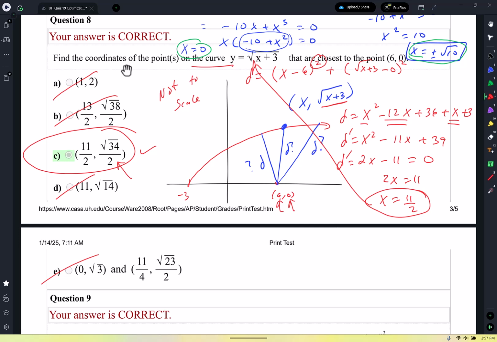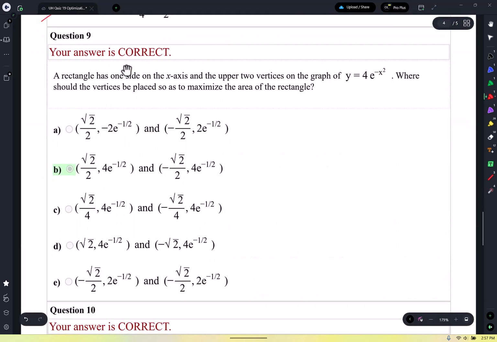Change in x squared plus change in y squared. This is like my x2, quote unquote, and this is like my x1, so x minus 6. And this is like my y2, quote unquote, and this is like your y1, so square root of x plus 3 minus 0. Okay, all right, guys. Sorry, hopefully I didn't confuse you too much.